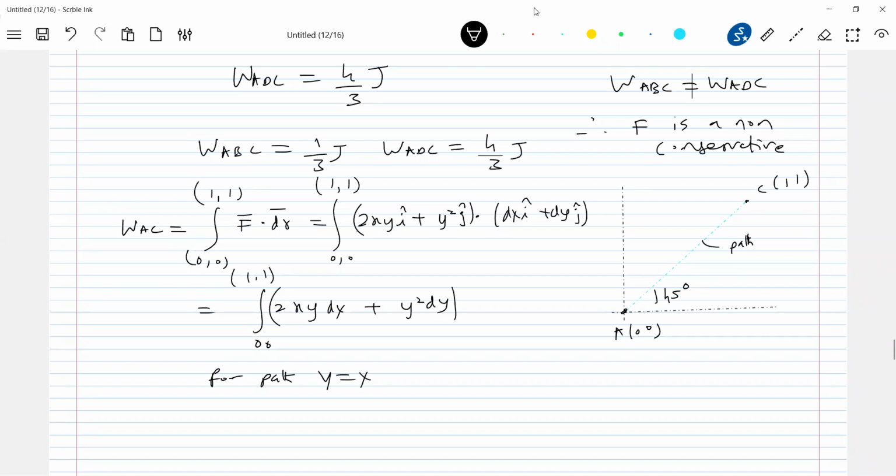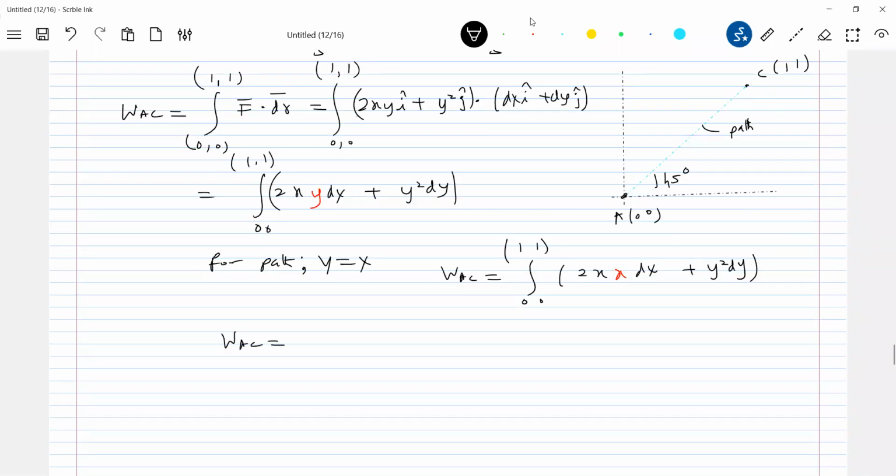So therefore, for the path, what is the equation? Y equal to x. So where all y is there, I can replace it with x. So this is that y, no? Now what happened? Here I replace that with x. Now I think I can integrate. So work done along the path AC will be the integral from 0 to 1 of 2x square dx.